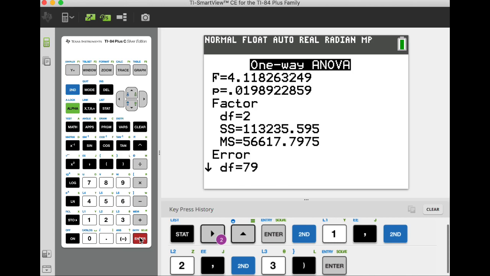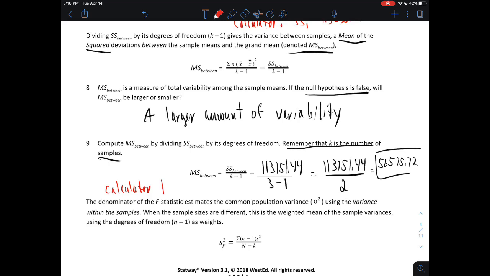So on the workbook, I'm writing for our calculator result, we got MS1, the first MS that shows up. That is 56617.7975. So now if you think about what we're about to do next, we're going to do some other things in calculating the F statistic. We have all of that here on our calculator.